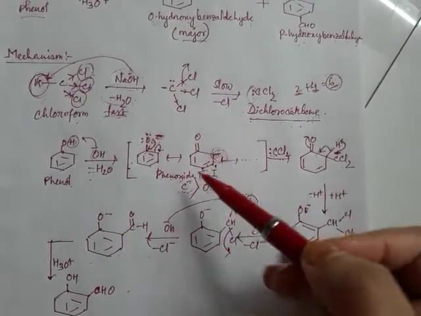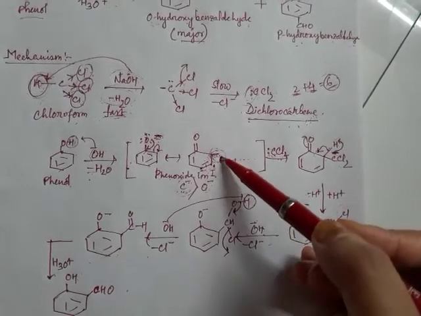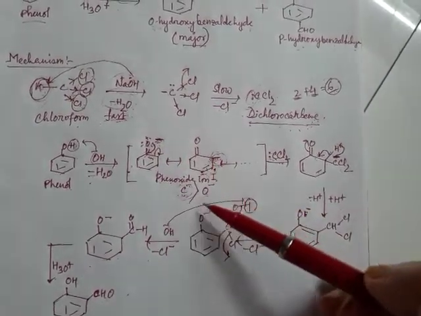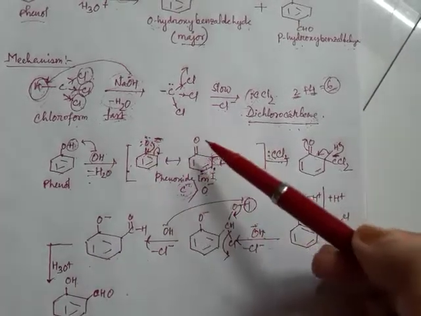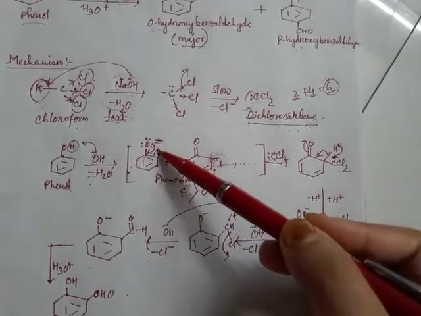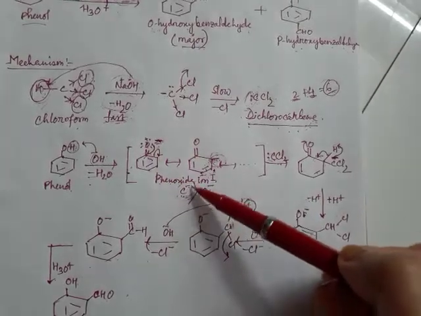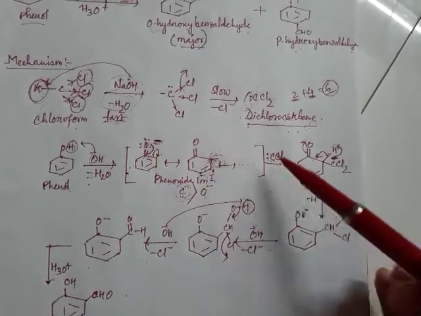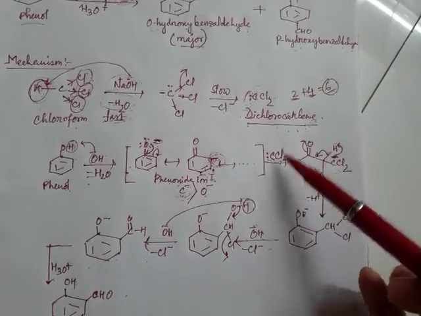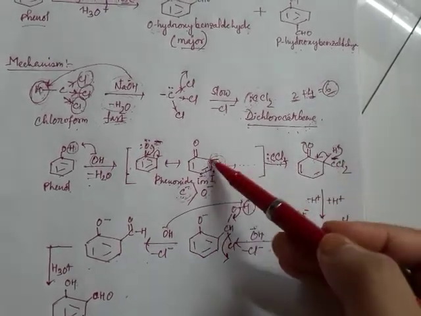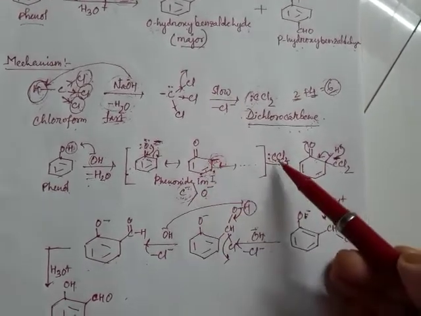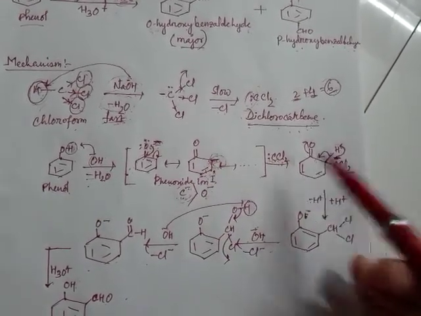Okay, so as we all know, carbon negative is more nucleophilic than oxygen negative. Why? Because oxygen is more electronegative than carbon, so it can hold electron density better than carbon. So being the better nucleophile, it will tend to attack this electrophile, and in our next structure we can see that a sigma bond is formed between this ortho carbon atom and the carbon atom of dichlorocarbene.